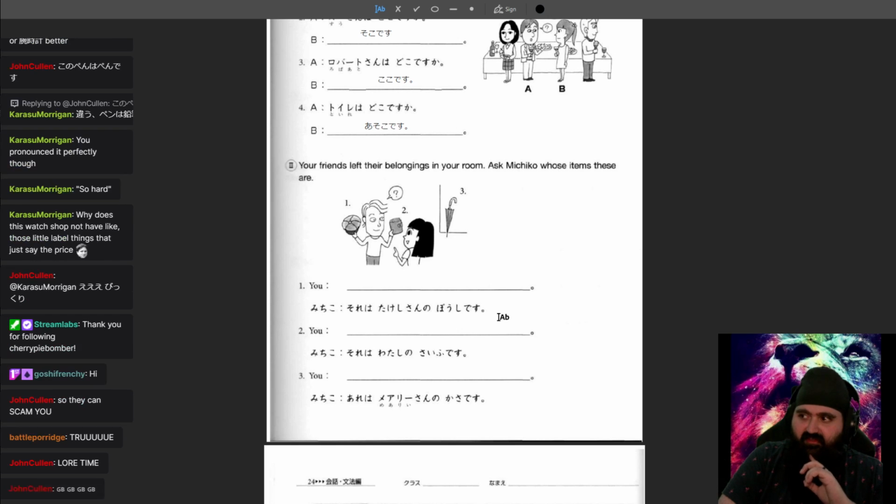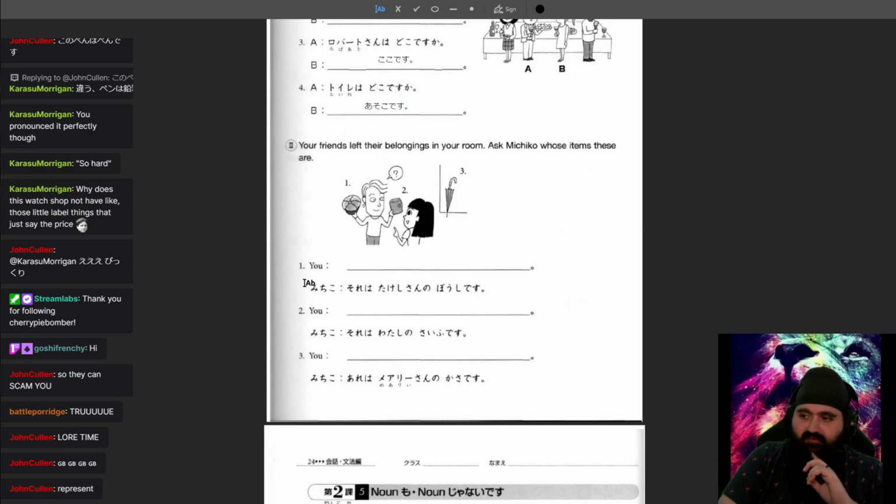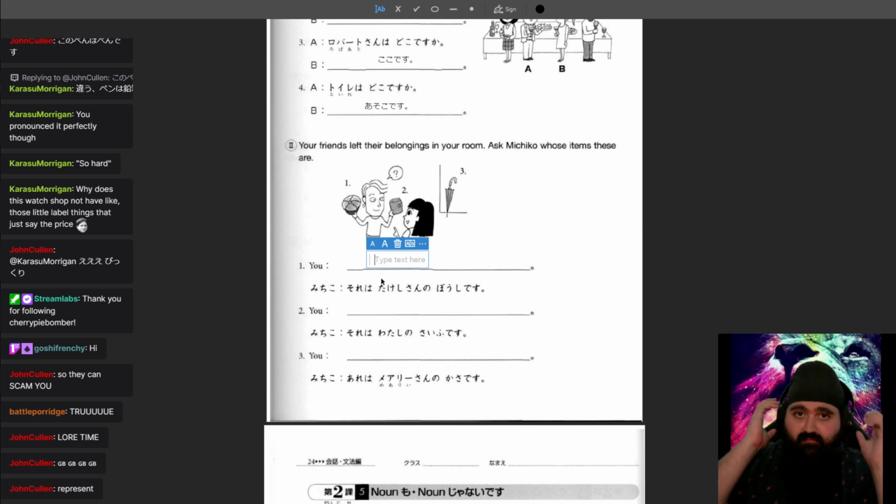Okay. Your friends left their belongings in your room. Ask Michiko-san whose item these are. There's only 3, I'll just speedrun it. Michiko's answer is, sore wa Takeshi-san no boshi desu. So we're talking about, that's right, a cap. So you're asking, dare no? Oh wait, so first we can break it down this way.